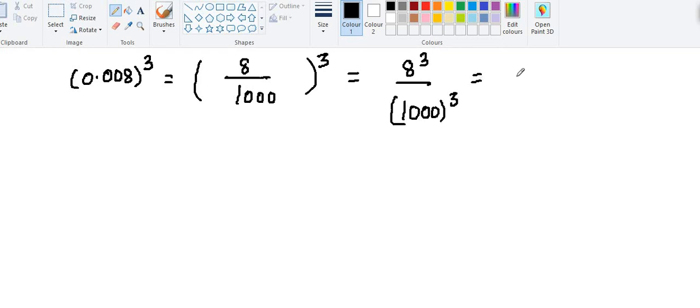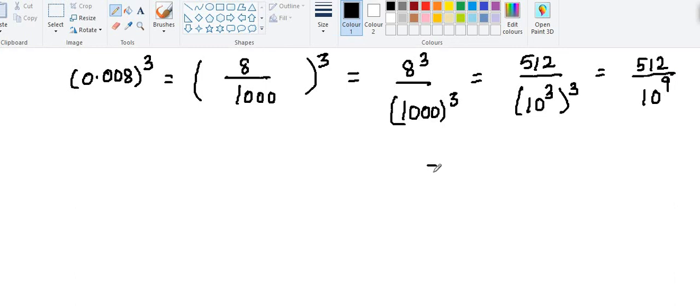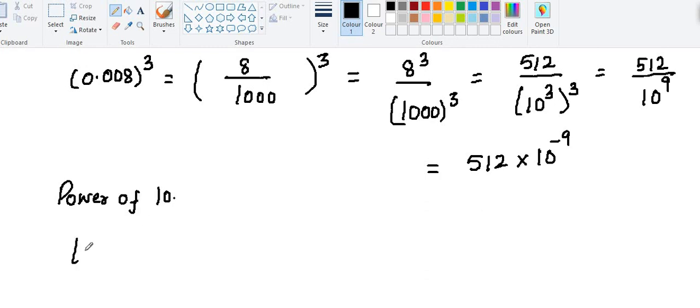8 cubed is 512. I can write 1000 as 10 raised to power 3, so this is 512 divided by 10 raised to power 9. And I can bring this power to the numerator by taking it negative. So, powers of 10. See, if it is written as 10,000, then it is 10 raised to the power 4.